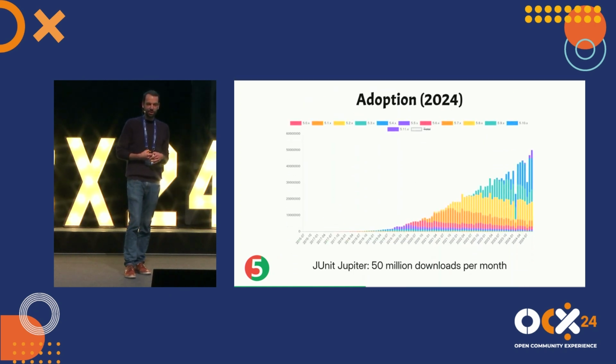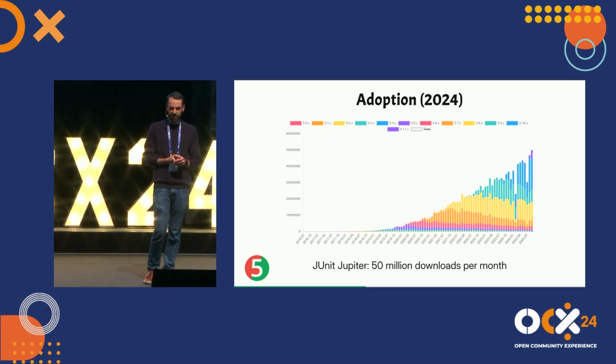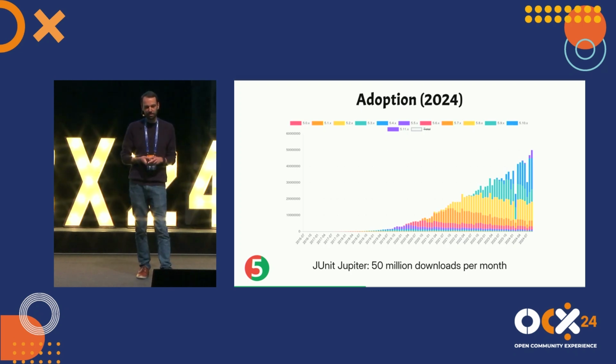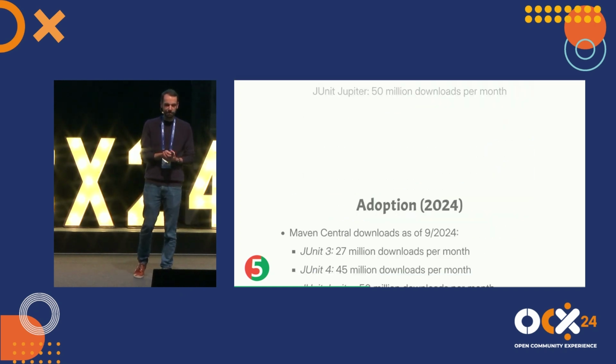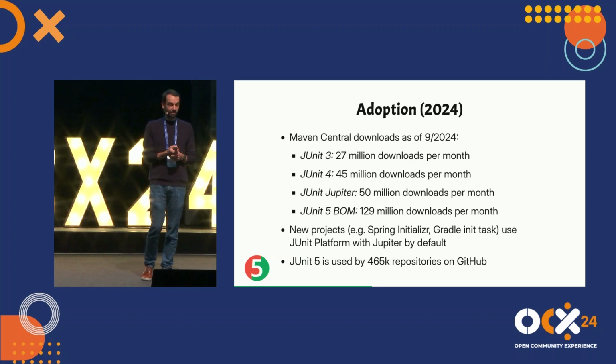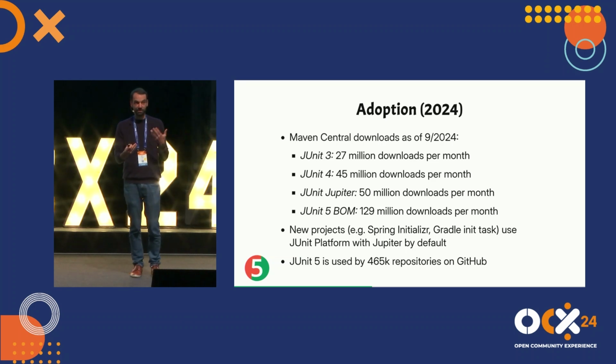All right, let's talk quickly about adoption. So this is today, actually September 2024. JUnit Jupiter has now 50 million downloads per month from Maven Central. We started very small, as you can see. So this is the first time we actually reached the 50 million downloads last month. And this is also the first time last month it was higher than JUnit 4.